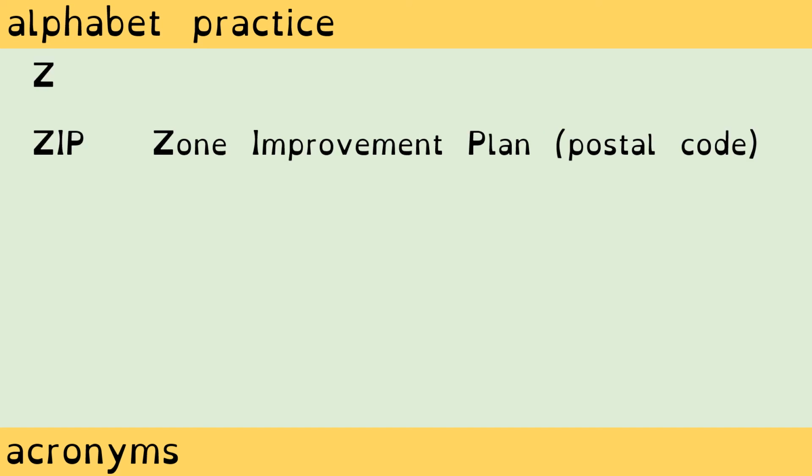Z. Zip. Zone Improvement Plan. And that's a postal code. If you are American, you call this the zip. If you are not American, the zip code is their name for a postal code. Also, no one calls it a ZIP. Everyone just reads it like a word.